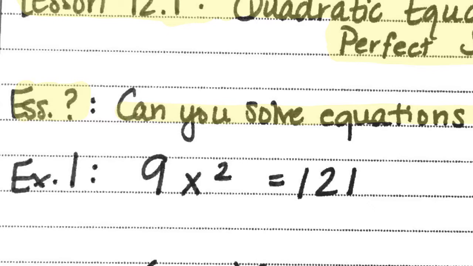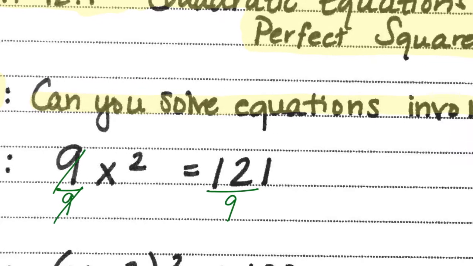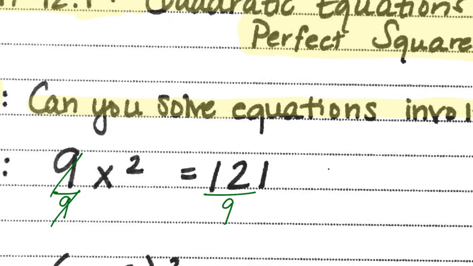Example 1 says 9x squared is equal to 121. In your gut of guts, I know you're saying, oh, just divide by 9, Miss Maloney. You are correct. We are going to divide by 9. So what we have is x squared is equal to 121 over 9.